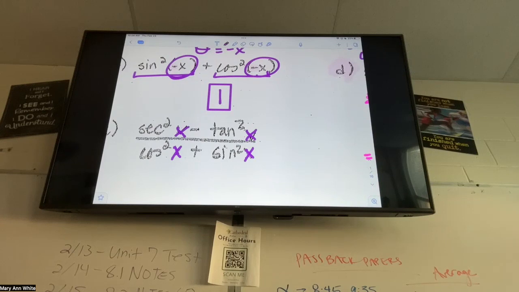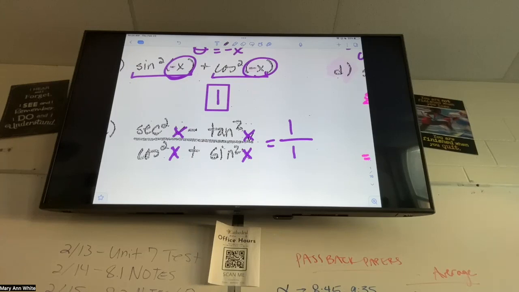Do we have any of that on our identity sheet? Yeah, secant squared minus tan squared is 1. Oh, nice. What about cosine squared of x plus sine squared of x? Also 1. Why is that also 1?